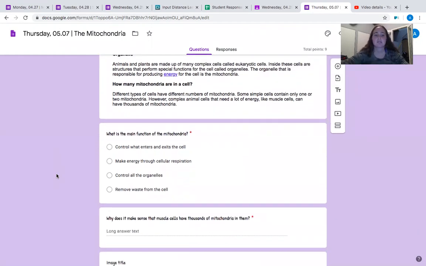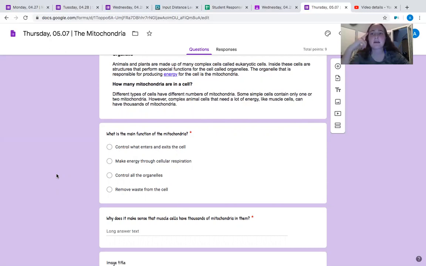So our first question, what is the function of the mitochondria? Remember, function's like a fancy way of saying what's its job. A, control what enters and exits the cell. B, make energy through cellular respiration. C, control all the organelles. Or D, remove waste from the cell. Pick your answer. All right, you should have said B, make energy through cellular respiration.